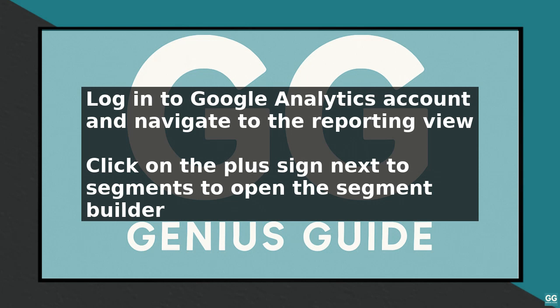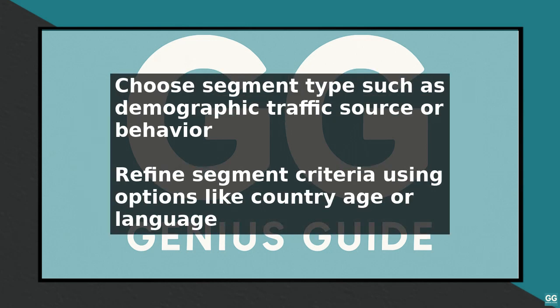Once you have chosen the type of segment, use the various options to refine the criteria for the segment. For example, if you are creating a demographic segment, you can choose the country, age, or language of the users. After you have defined the criteria for the segment, click the Apply button to apply the segment to your report.